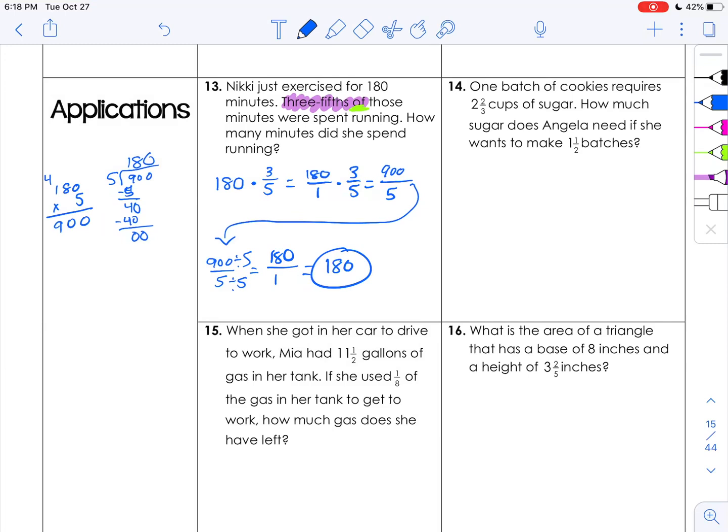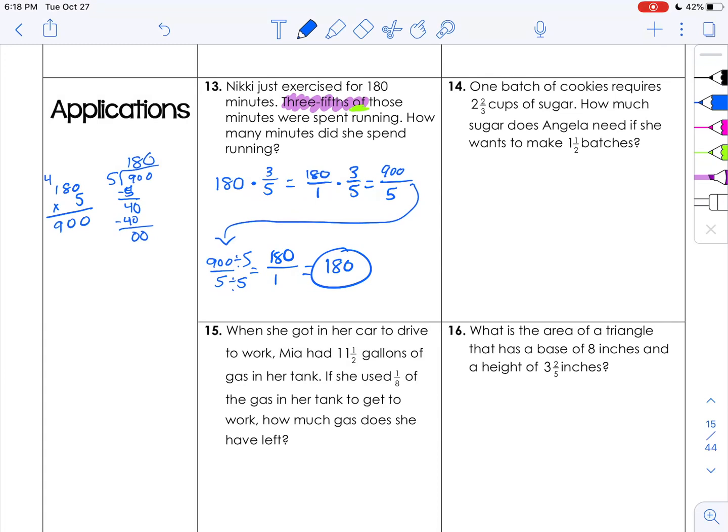Next, number 14. One batch of cookies requires 2 2/3 cup of sugar. How much sugar does Angela need if she wants to make 1 1/2 batches? Again, this is a multiplication problem. For one batch of cookies, she needs 2 2/3 cup of sugar. But for 1 1/2 batches, we would need to multiply 2 2/3 times 1 1/2.